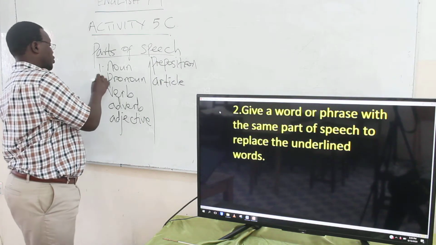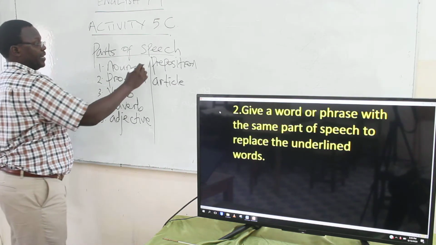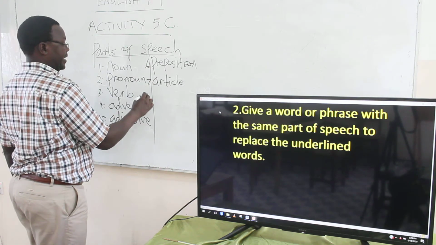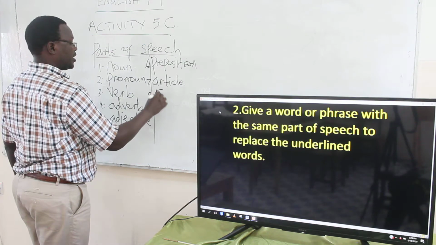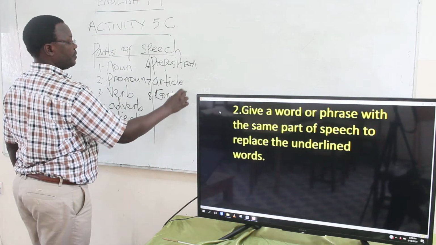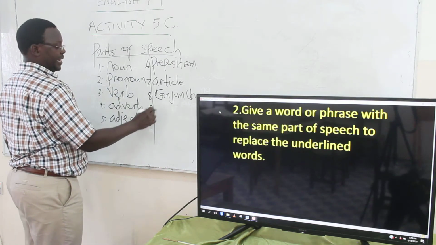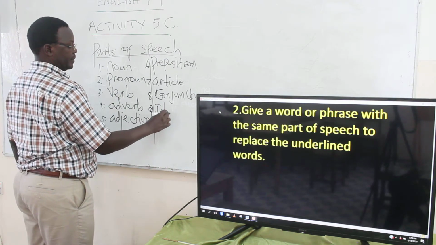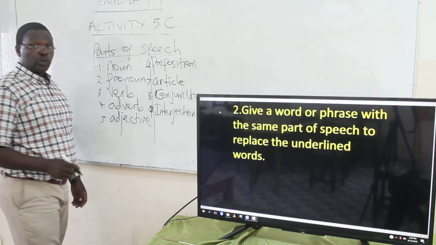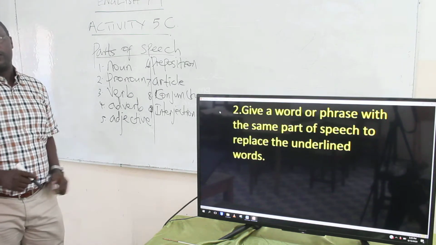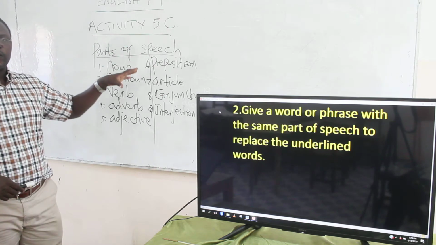That is 1, 2, 3, 4, 5, 6, 7, 8. Is it a conjunction? Is it, number 9, an interjection? You must be able to give an example of each. That's when we know you are familiar with these parts of speech.